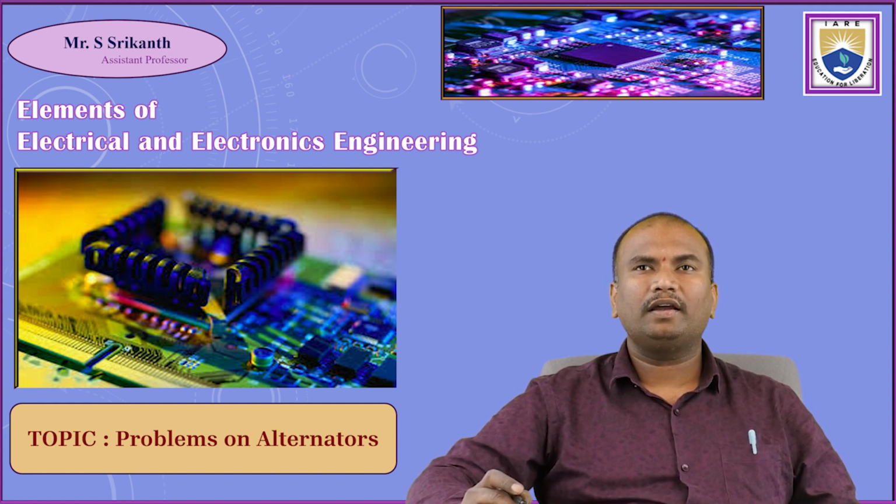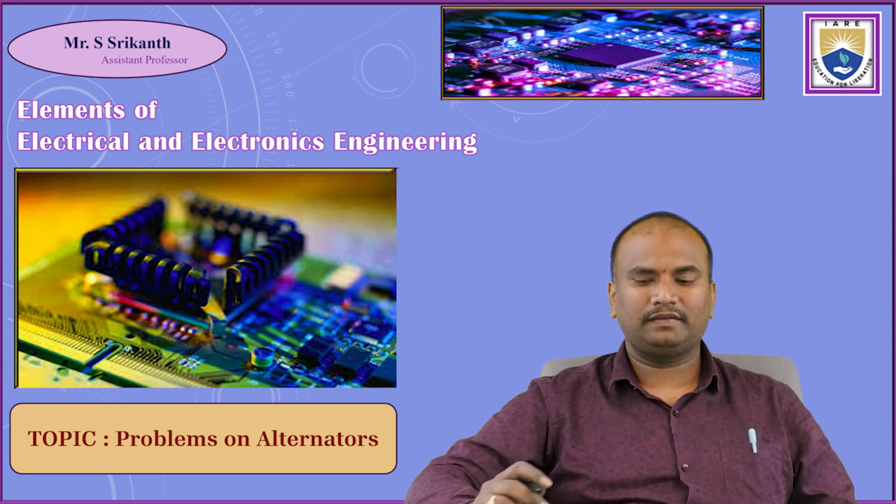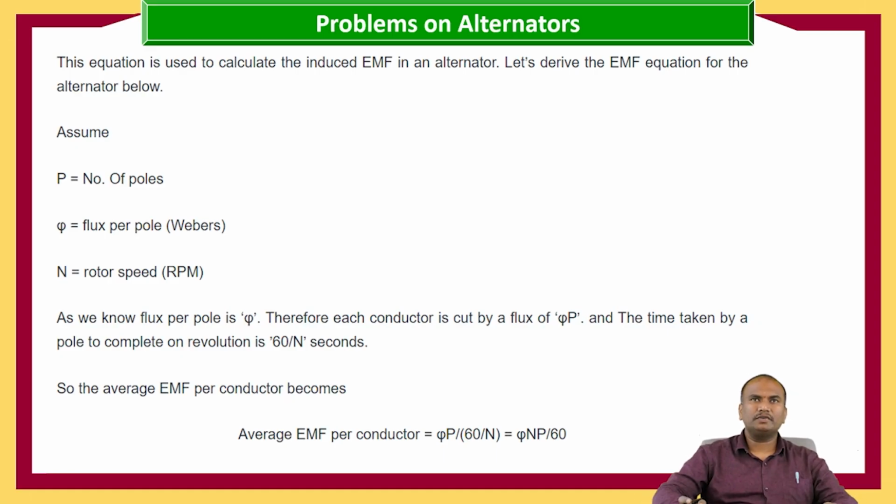In this session, I'm going to discuss numerical problems on alternators. The equation used to calculate the induced EMF in an alternator. Let's derive the EMF equation of alternator below. Here, for the alternator, let us consider P is the number of poles, phi is the flux per pole, N is rotor speed in RPM.